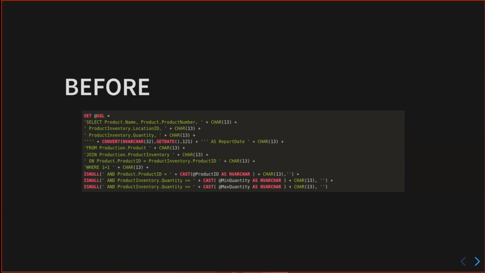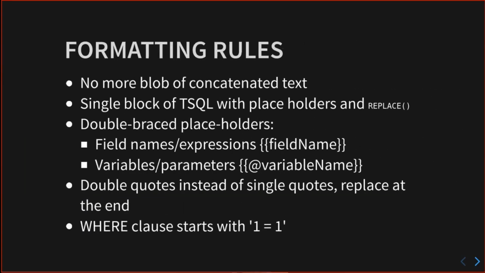But this is not the easiest thing to read. You can go through it line by line and kind of figure out what it's doing, but it's not the best. So we're going to apply some formatting rules. In some of the rules here, there's no more blob of concatenated text. We're trying to move away from that, to something a little more maintainable, a little easier to read.